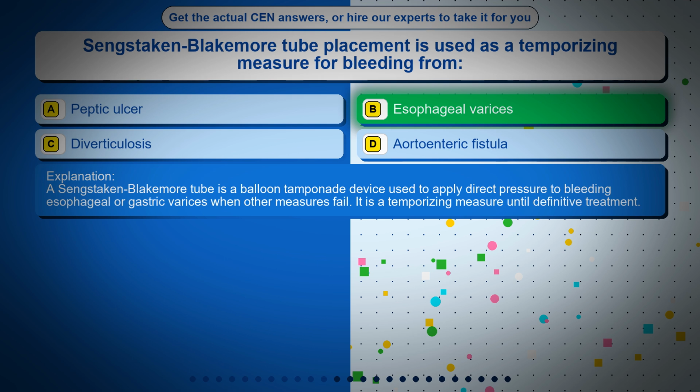A Sengstaken-Blakemore tube is a balloon tamponade device used to apply direct pressure to bleeding esophageal or gastric varices when other measures fail. It is a temporizing measure until definitive treatment.